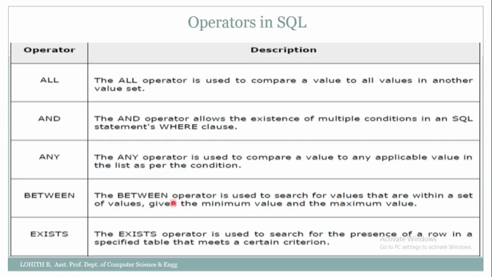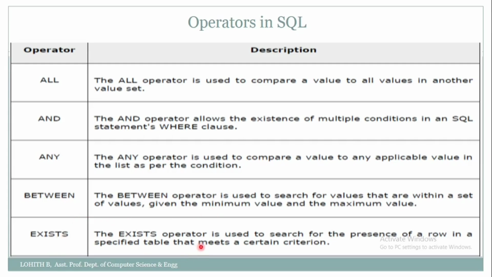BETWEEN. The BETWEEN operator is used to search for values that are within a set of values, given the minimum value and the maximum value. For example, if I just want to retrieve those tuples of employees whose salary is between 40,000 and 60,000, in that case I can make use of a BETWEEN operator.